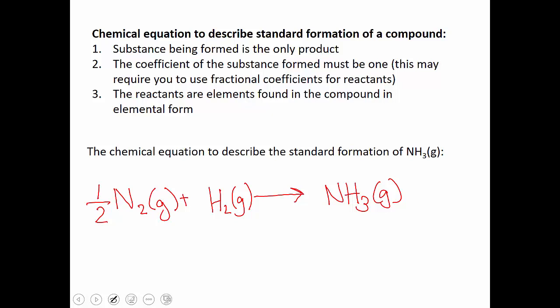We're going to do the same thing for our hydrogen. We know that we need 3 of them to balance out with the right side of the reaction. And so we're going to write a fractional coefficient for hydrogen. We want 3 of them, but they come in packages of 2. So we divide 3 by 2, and 3/2 times 2 is equal to 3. So this is our reaction to describe the standard formation of NH3 gas.